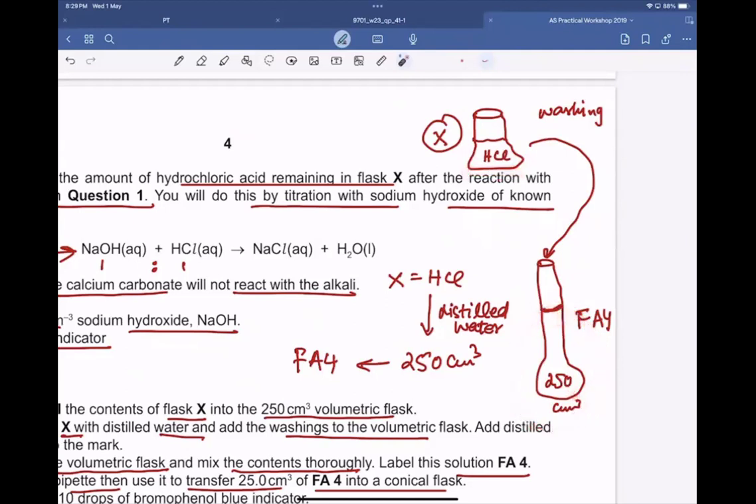So if we have calculated the number of moles in 250 centimeter cube of FA4, it clearly means that these are the number of moles that are present in X. Is this understandable to all of you? Obviously, that's why it gets diluted. If any one of you has any confusion till here, please ask.